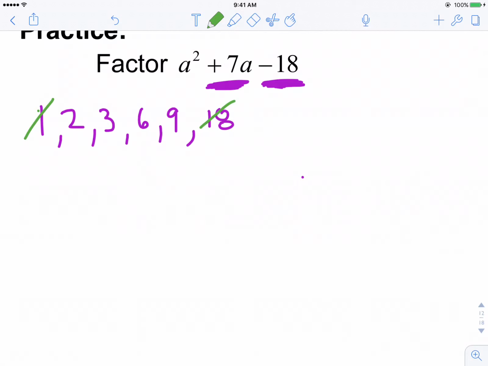Now I'm left with 2 and 9 or 3 and 6. Any way I put it, I can't add together positive or negative values of 6 and 3 to give me 7. Whether 6 is positive or negative or 3 is positive or negative, that's not going to work. So it can't be this combination either. So I only need to look at the combination of 2 and 9. It needs to add together to give me a positive 7, but multiply together to give me a negative 18.